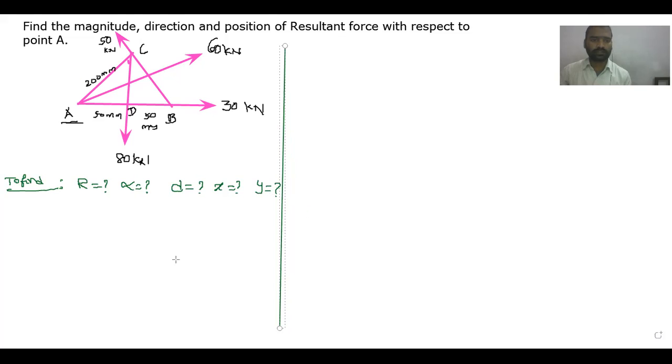Okay, so next, what is the first step? Starting from the first point, first I will write: the first step is to find out the resolving of all the forces horizontally.